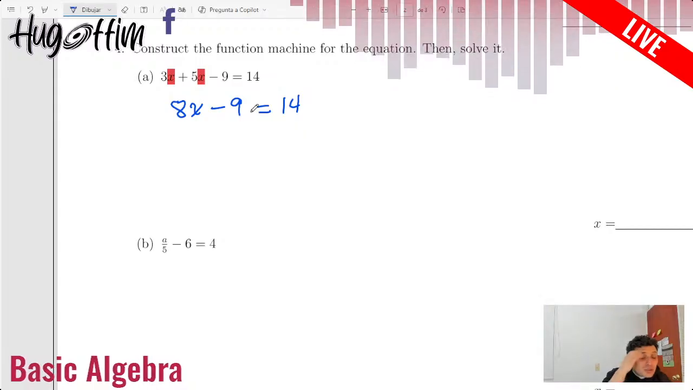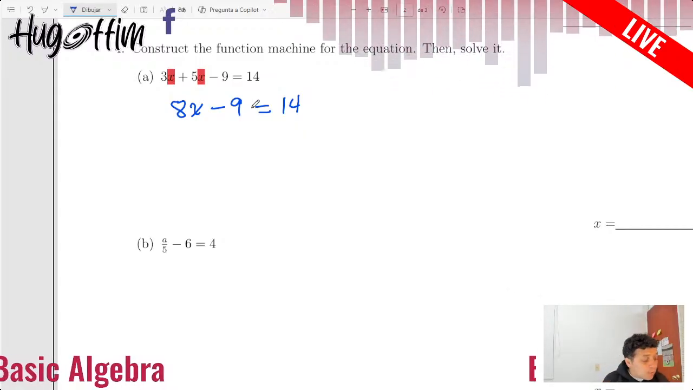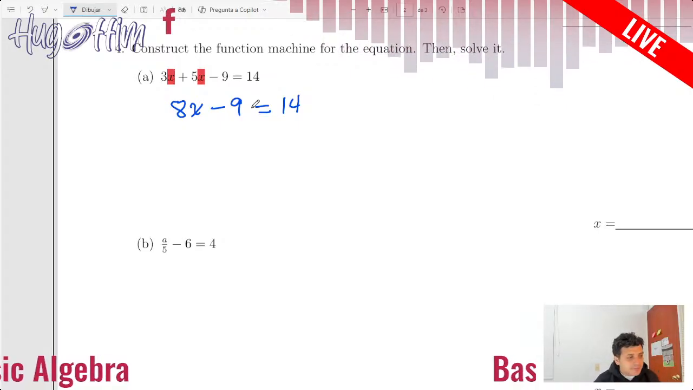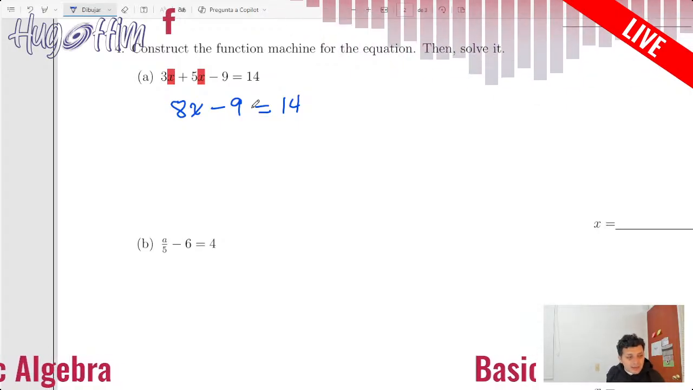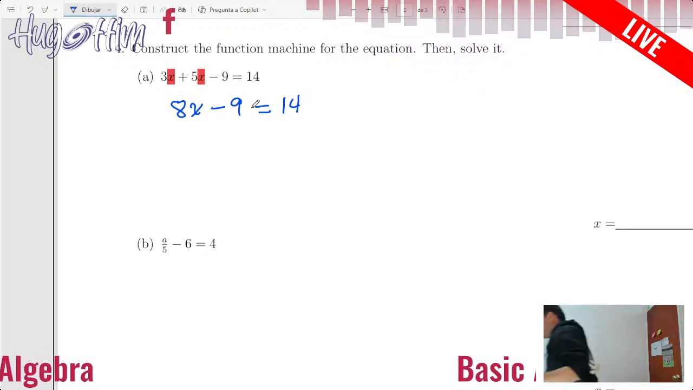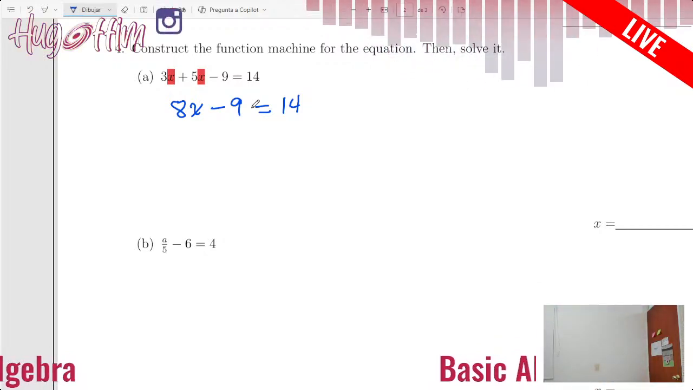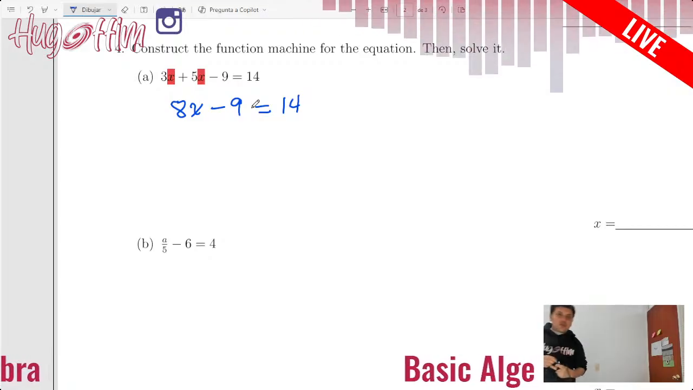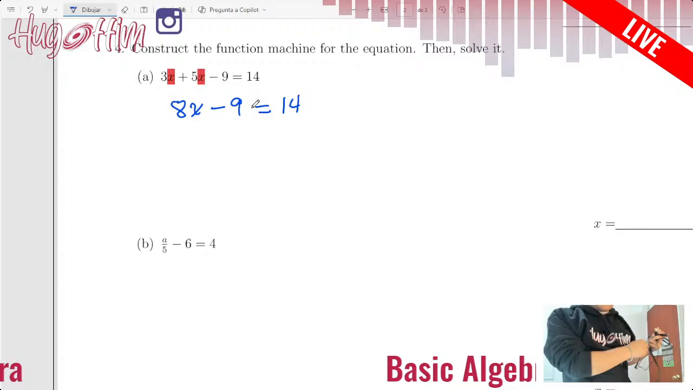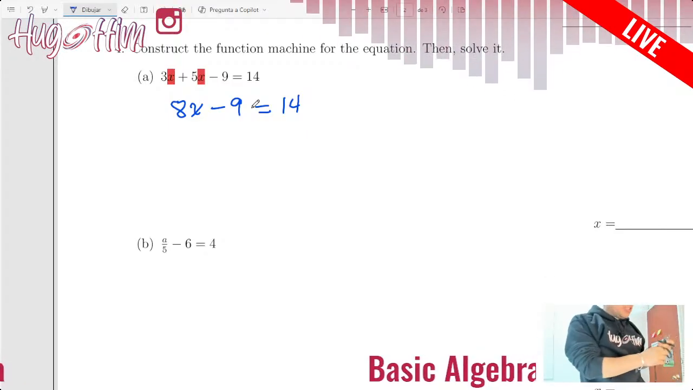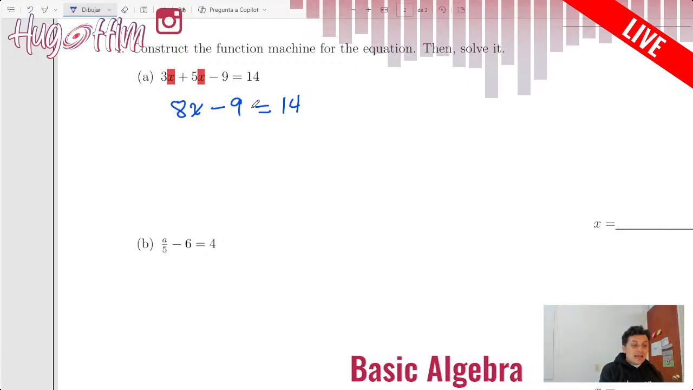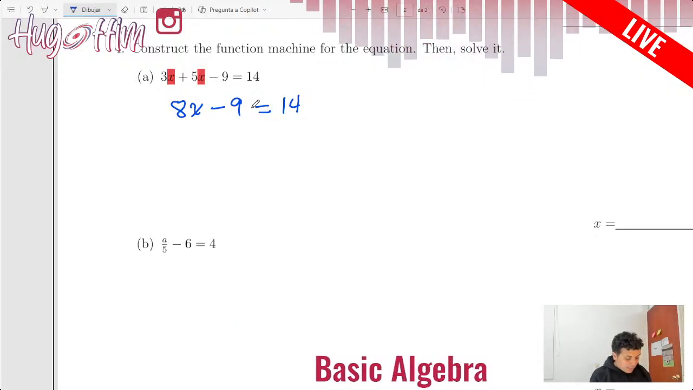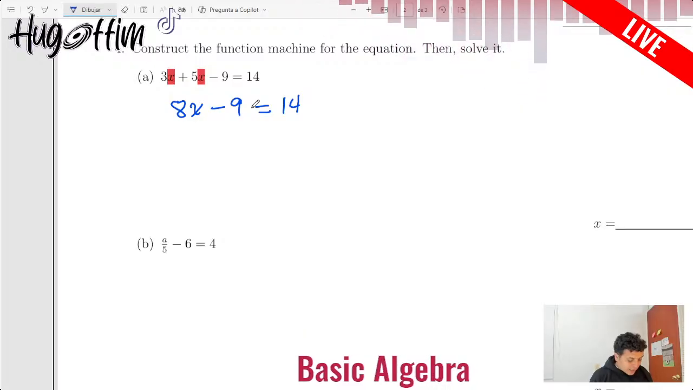Okay, and now I'm going to construct the function machine. Just give me a second, I need to connect my computer. But maybe you can hear me while I talk. What we need to do meanwhile, when you're trying to do a function machine, is to identify what you're doing. Identify what operations you're applying to the variable in order to get the solution.